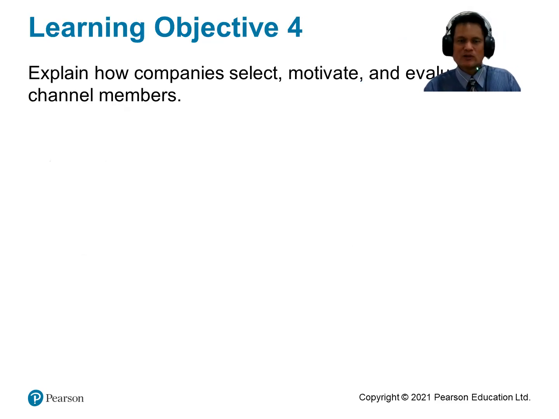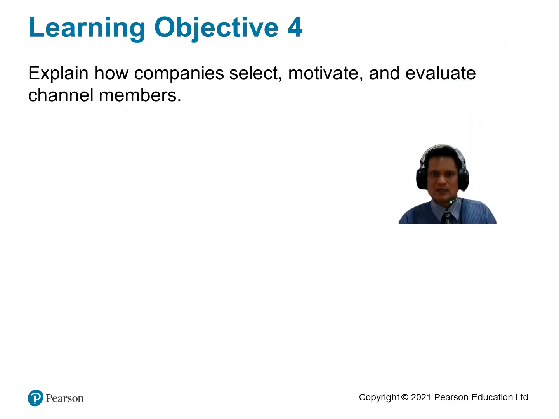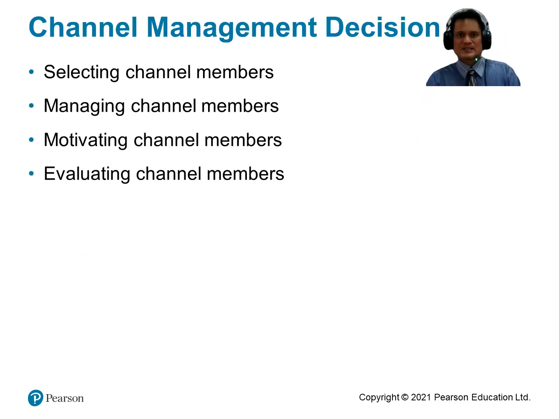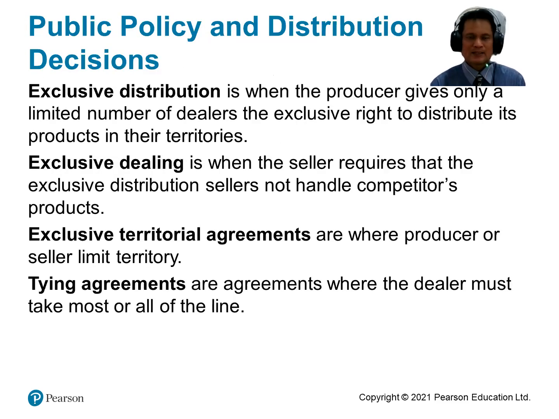The objective number four: you need to be able to explain how companies select, motivate, and evaluate channel members. Selecting channel members is important, right? You select the channel members that you're going to use, or manage channel members and motivate them. At the end, you need to evaluate the performance of the channel members. Because when you are selecting, you need to make sure that it is according to the objectives and goals of the company again.